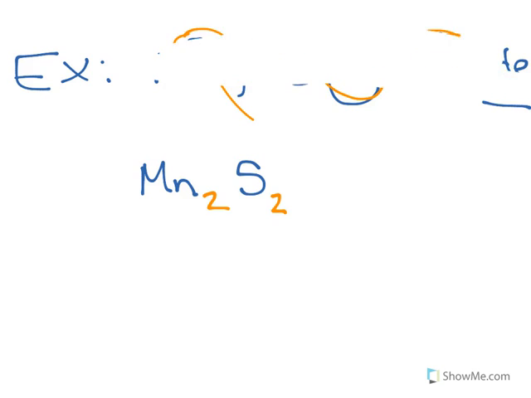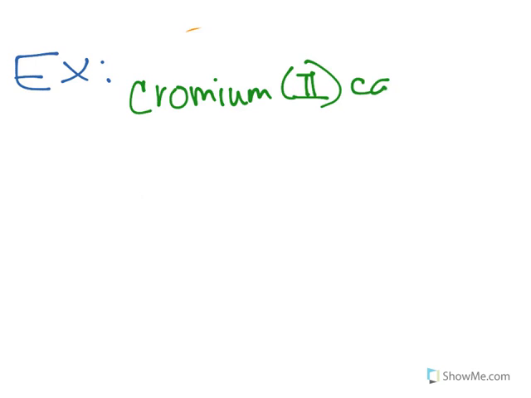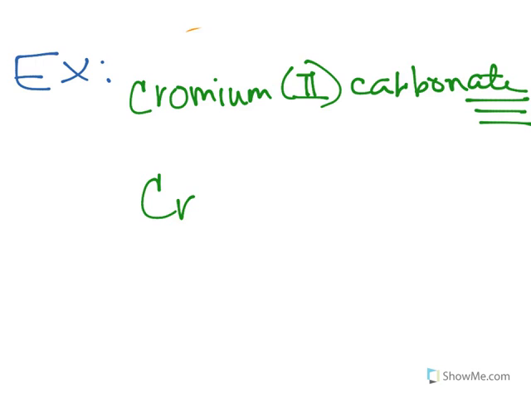Let's do one more, guys, and then we'll call it good. Let's try one that's got a polyatomic in it. Let's do chromium(II) carbonate. All right, so chromium is Cr. Carbonate, ATE, tells me it's a polyatomic. So I'm going to grab my polyatomic ions chart, and I'm going to find carbonate. And it is CO3, and it has a 2- charge.